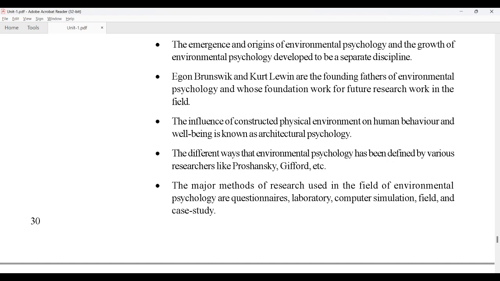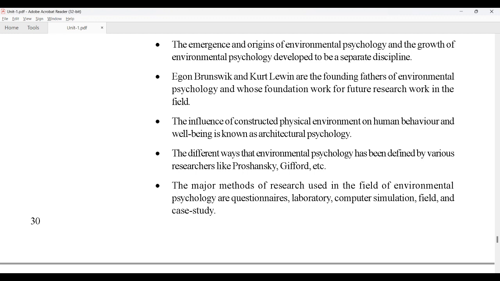The emergence and origins of environmental psychology and the growth of environmental psychology developed to be a separate discipline. Egon Brunswick and Kurt Lewin are the founding fathers of environmental psychology, whose foundation work paved the way for future research in the field. The influence of the constructed physical environment on human behavior and well-being is known as architectural psychology. The different ways that environmental psychology has been defined by various researchers like Proshansky, Gifford, etc.